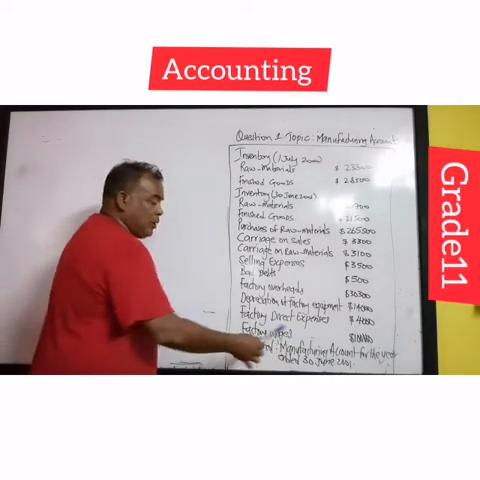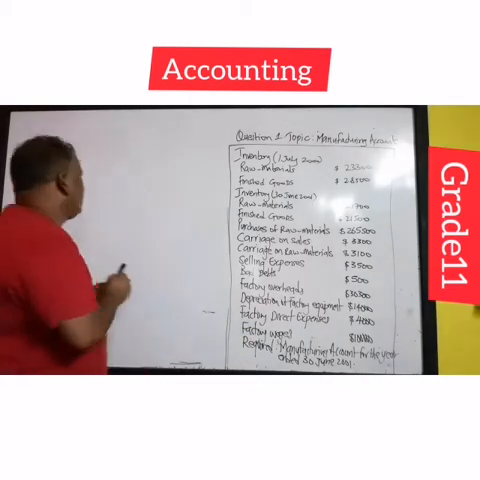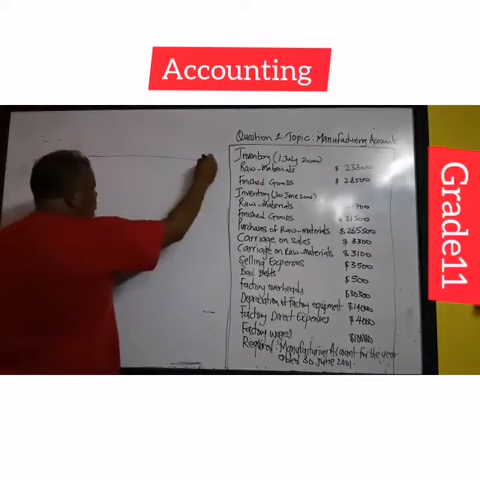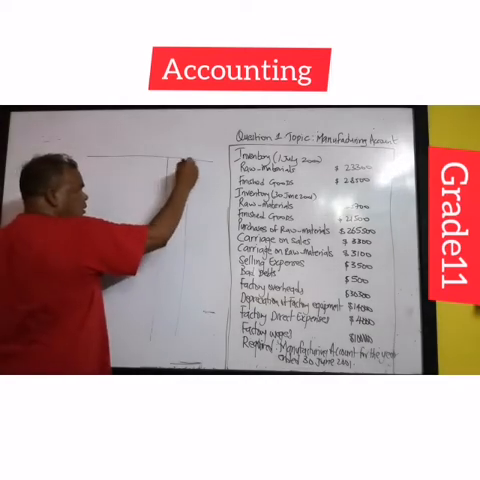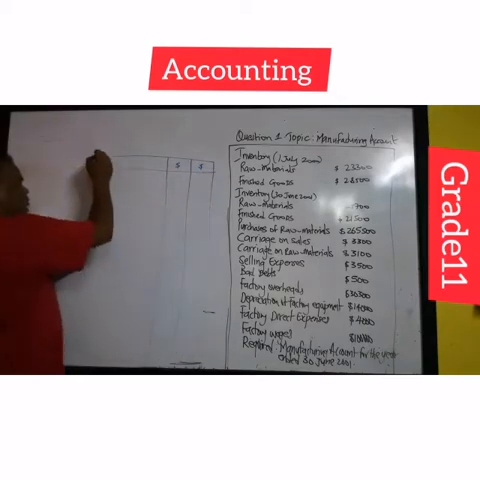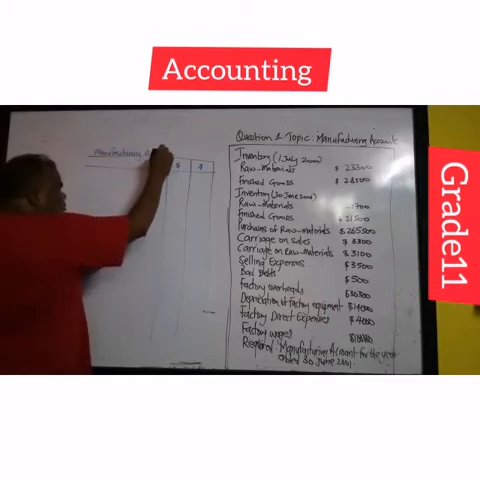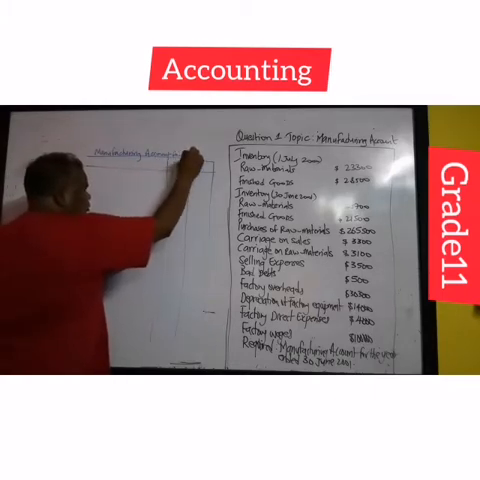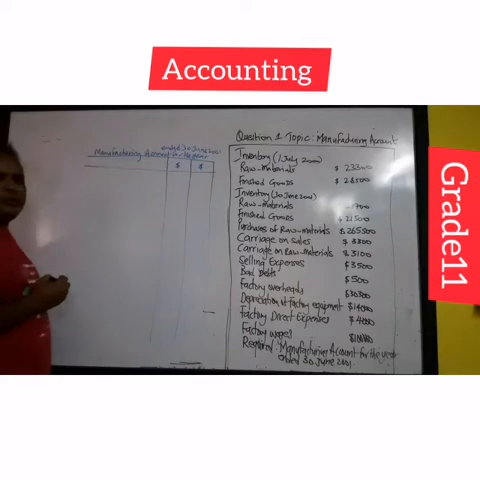So we are required to prepare manufacturing account for the year ended 30 June 2001. So we are going to prepare the format of the manufacturing account. We will have two columns in the manufacturing account. Manufacturing account for the year ended 30 June 2001. So this is a manufacturing account.